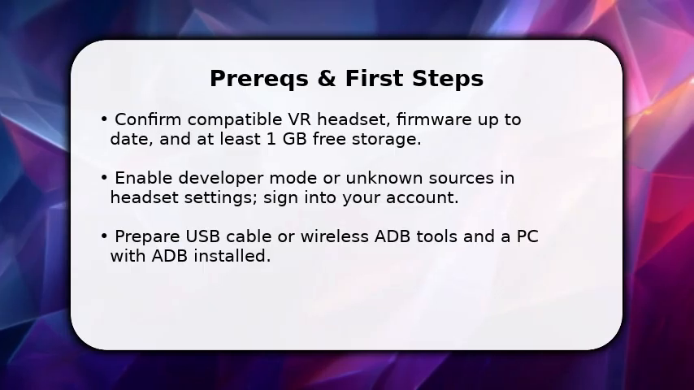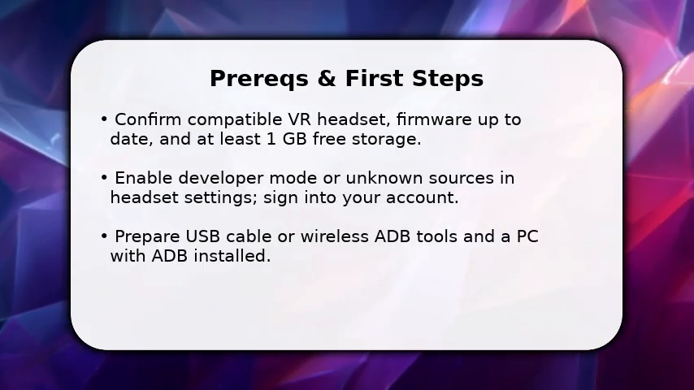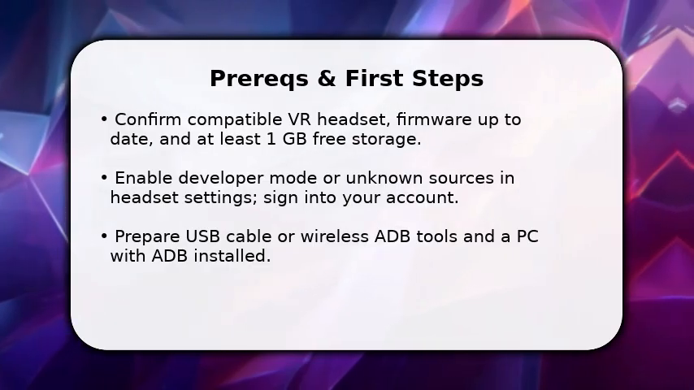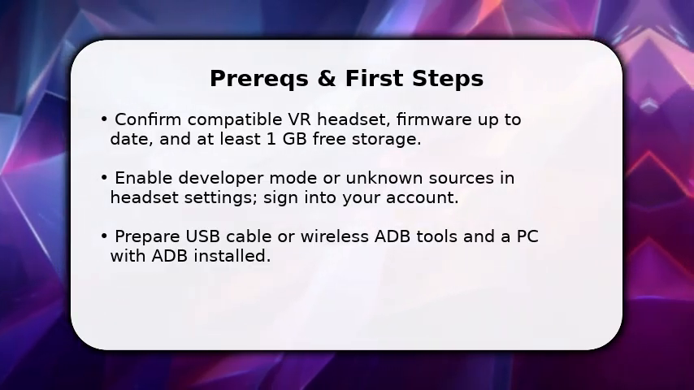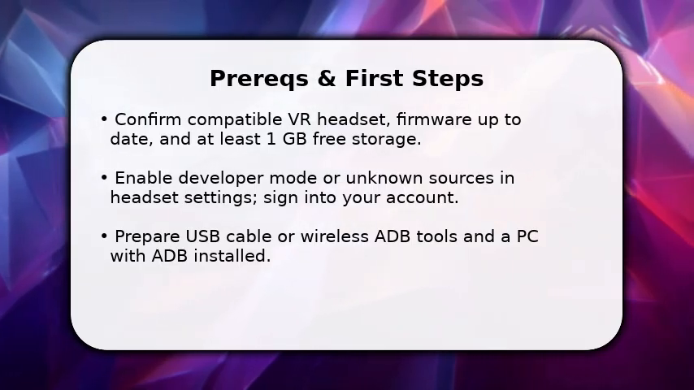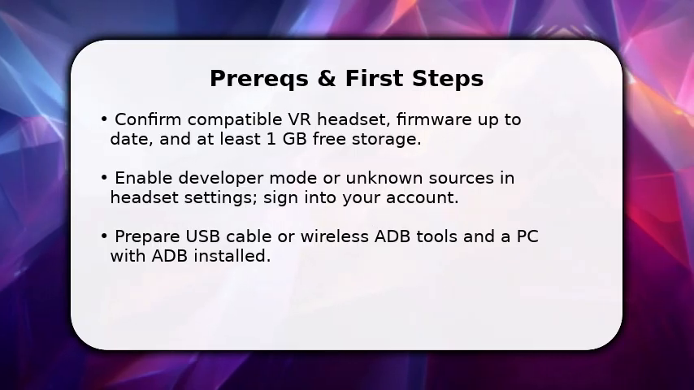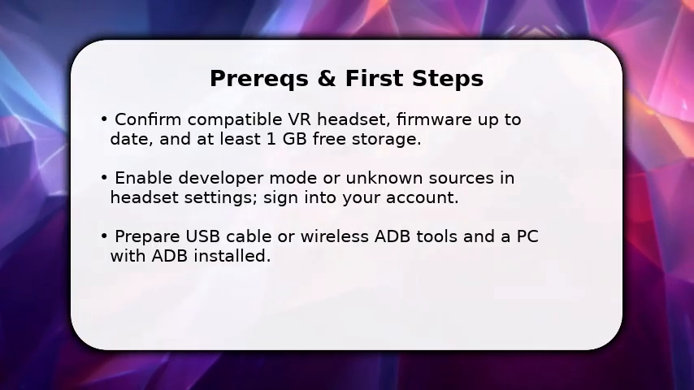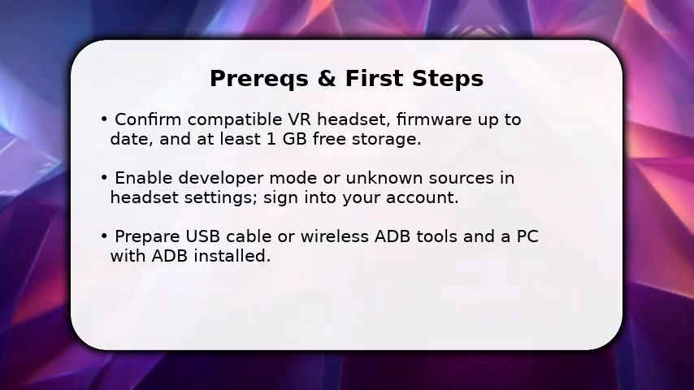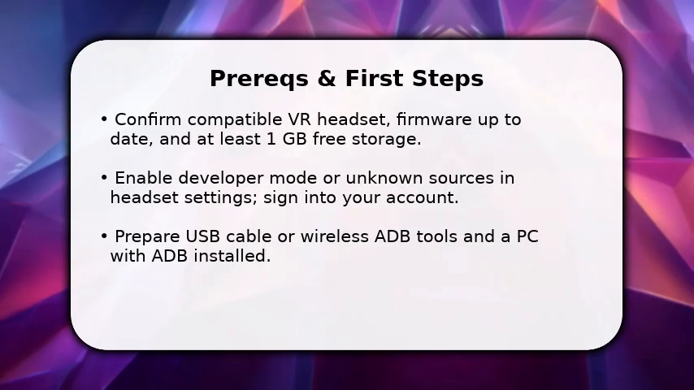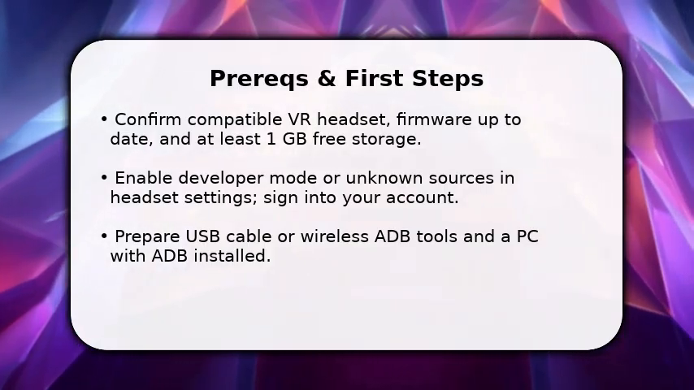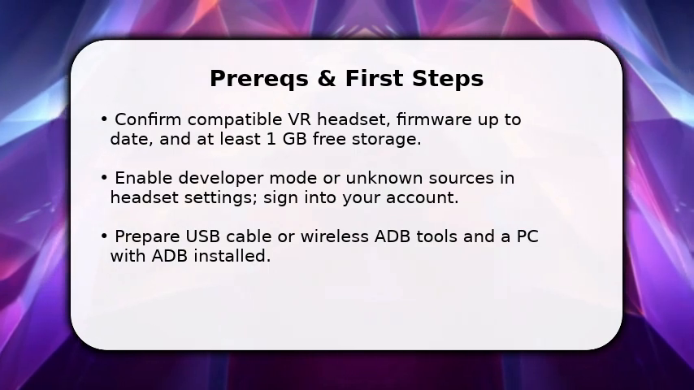You start by confirming compatibility and freeing space. This avoids install failures. Next, enable developer mode or allow unknown sources because CX File Explorer VR may require sideloading. Once done, sign into your headset account and connect a PC via USB or set up wireless ADB. Make sure ADB recognizes the device with a single command. If it doesn't, reboot the headset and retry, so you can proceed to transfer or install the app package.